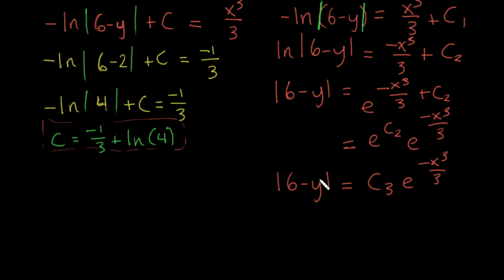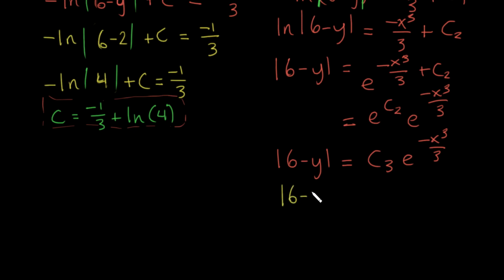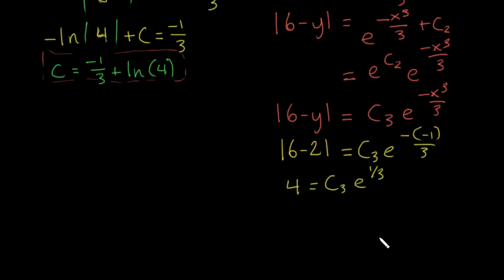So as we remember, y is 2 when x is -1. So the absolute value of 6 minus 2 equals C3 times e to the -1 cubed, again, is -1, divided by 3. This tells us that 6 minus 2 is 4, the absolute value of 4 is just 4. 4 equals C3 times e to the 1/3. And if we divide by e to the 1/3, that's the same as multiplying by e to the -1/3. So we get that C3 equals 4 times e to the -1/3.